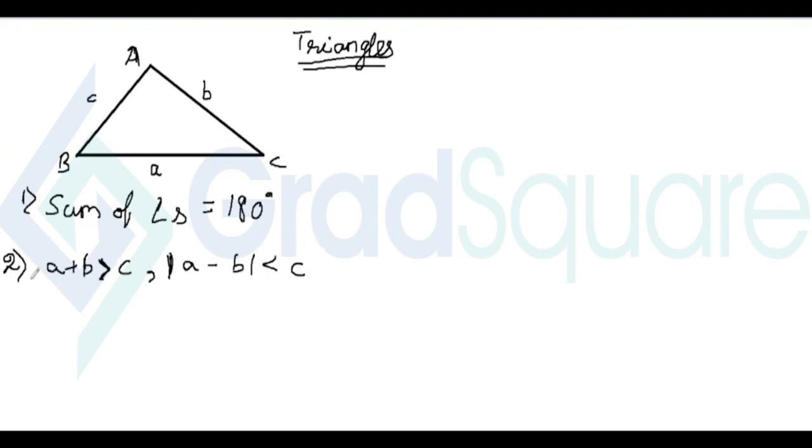This helps us find the range of values of some parameters of triangles if at all it is needed in a question. All right. Next, we all know exterior angle is equal to the sum of interior opposite angles.